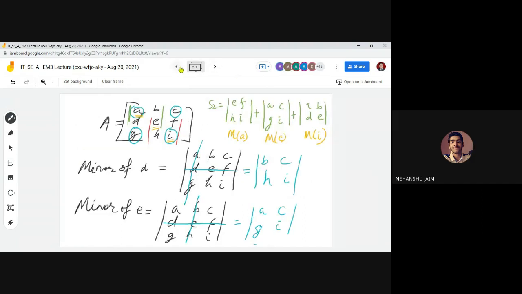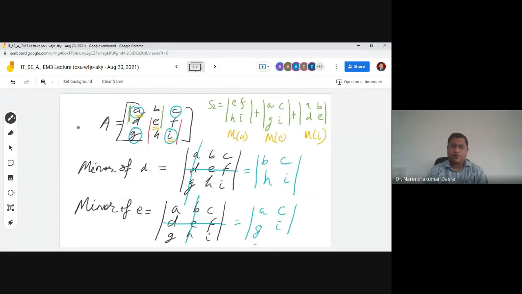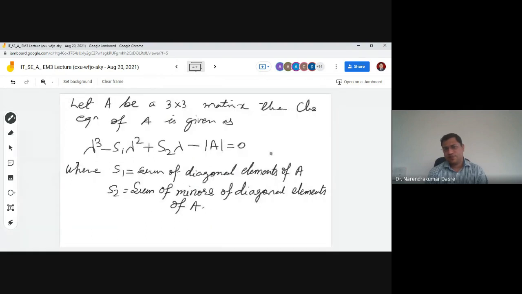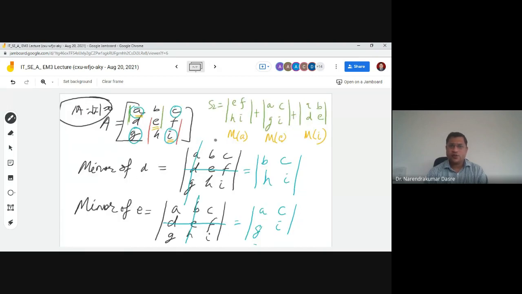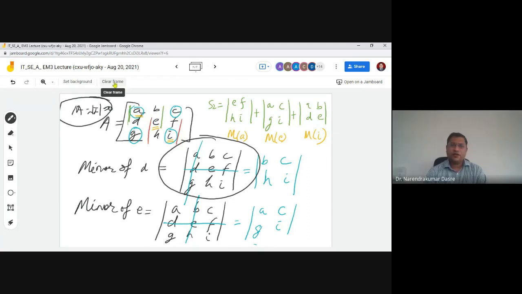Basically, instead of finding it for all the elements, solving the determinant of A minus lambda I equals zero, and finding the adjoint, you can directly go for this. But before that, first find the determinant, then find S1, then find S2. Once you find the determinant value, it will be easy to calculate the minors.